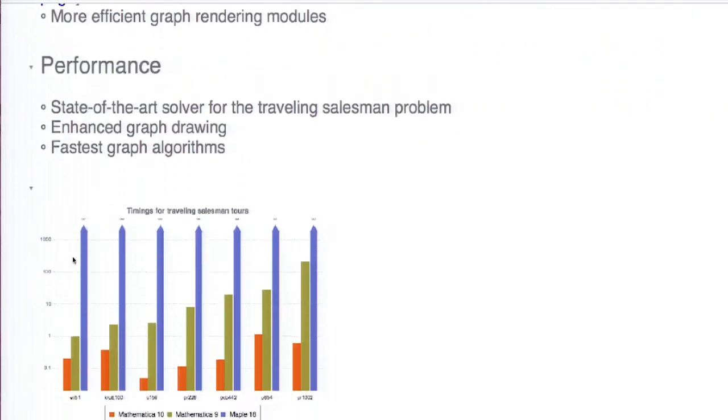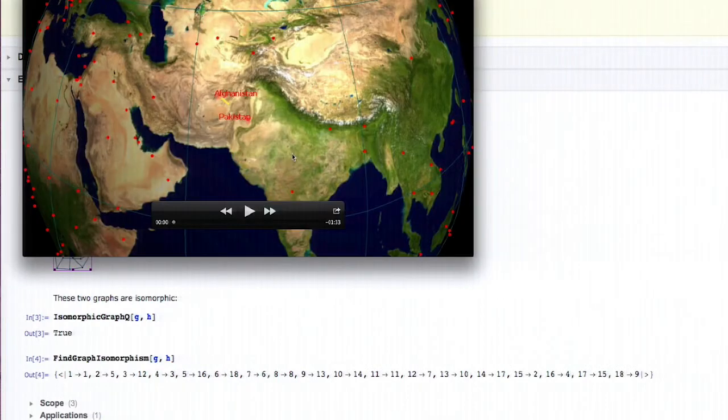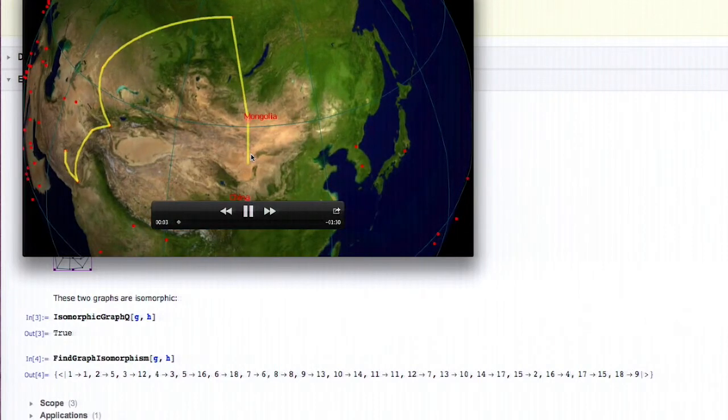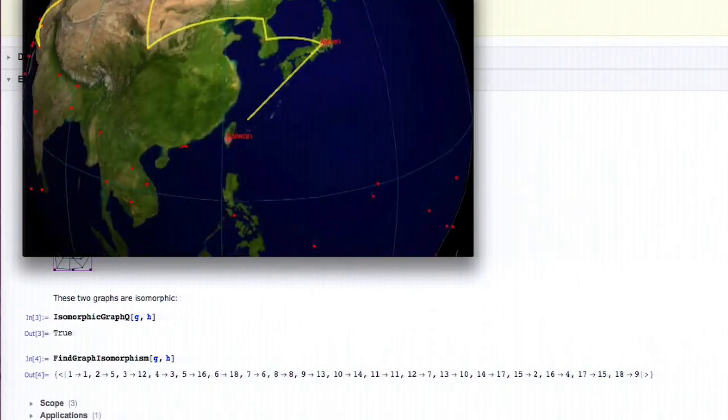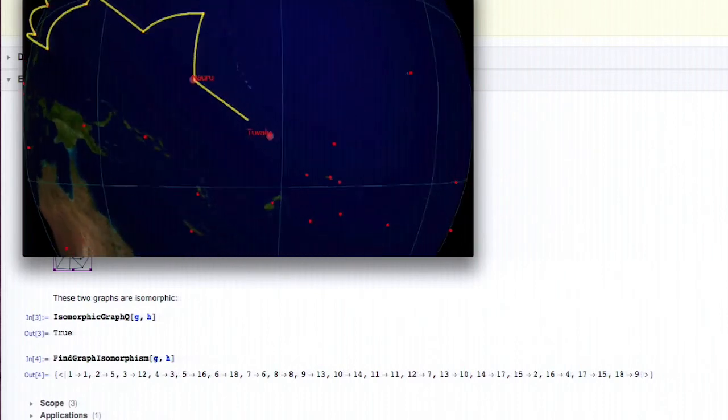I will be brief. We also enhanced the performance. One of the performance enhancements was essentially about the shortest tour. We added the Concorde library, which is one of the fastest solvers for TSP. You have it in Mathematica, and you can solve the shortest tour and do some nice animation like this one. Essentially, we took all the cities in the world, found the shortest tour on them, and then generated the map with a nice animation.